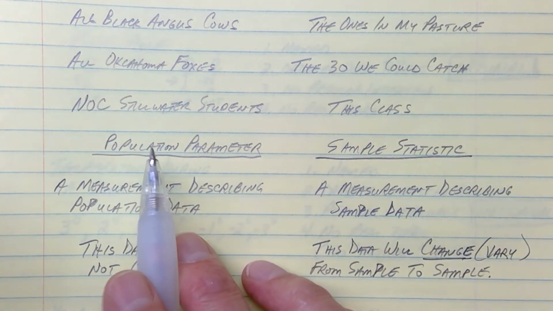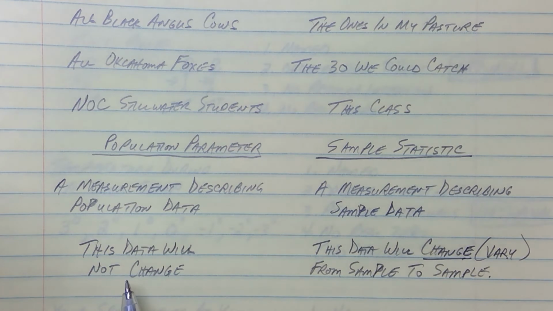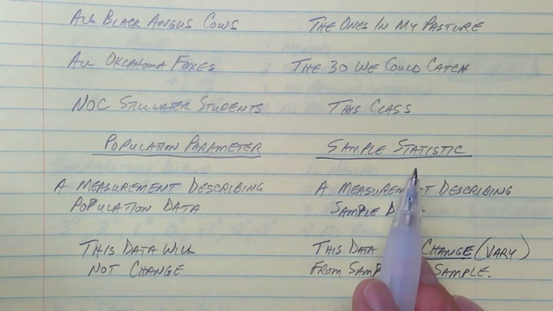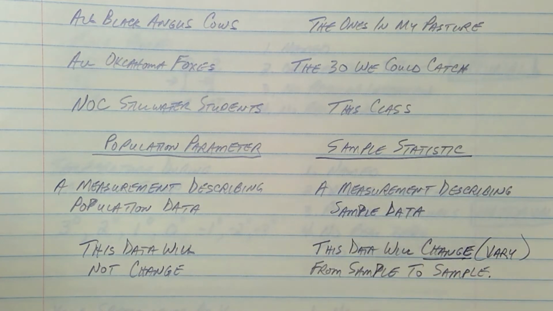So sample statistic is a measurement of that sample, and usually that's going to change from group to group. It's still going to be pretty close to whatever this mythical perfect number is that we'll never be able to calculate. Our sample data will be close to this, but it'll never actually be exact. It'll just be close. Sometimes it'll be a little high, sometimes a little low, depending on what group we were able to catch and measure.